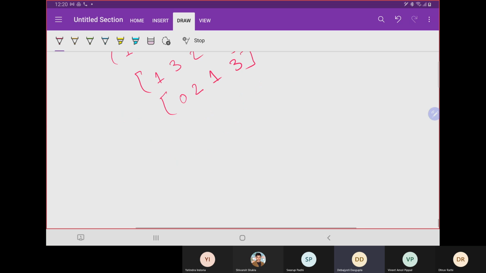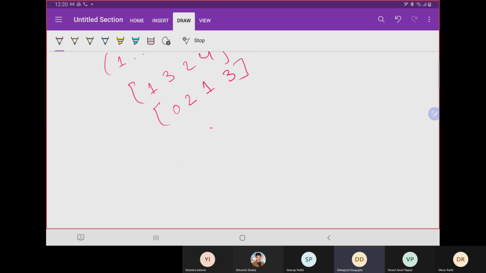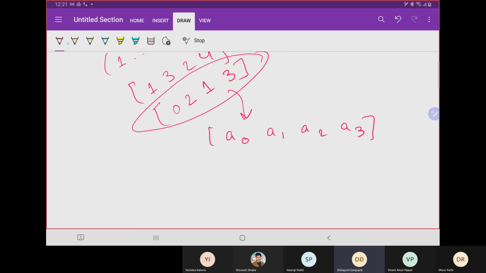So what does applying a permutation to an array mean? If you have an array E0, E1, E2, E3, and you are applying this permutation 0 1 2 3 to this, what will be the result?